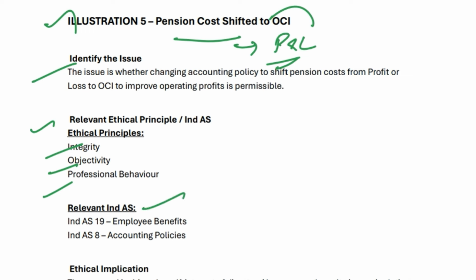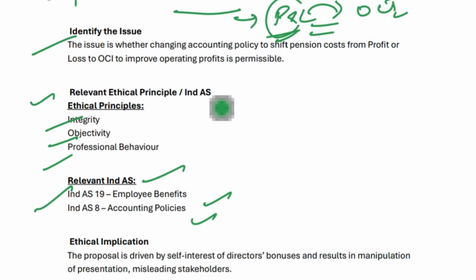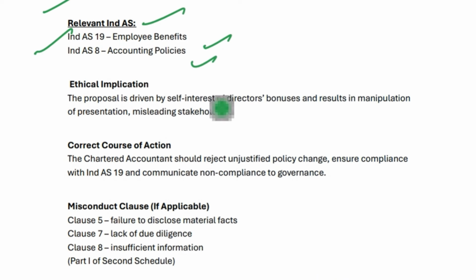And what is the relevant Ind AS? So the relevant Ind AS is employee benefits and accounting policies, because they are going to change the accounting policy of shifting from P&L to the OCI account. Okay, that is the change in accounting policy, and this is insisted in Ind AS 19, that mostly pension cost should go to the P&L account, right? What is the ethical implication? The proposal is driven by the self-interest of the director's bonus, since they have to get the bonus, and it results in manipulation of presentation and misleading the stakeholders.